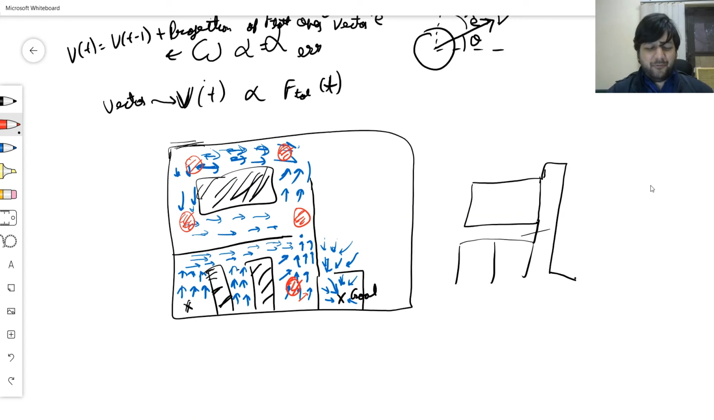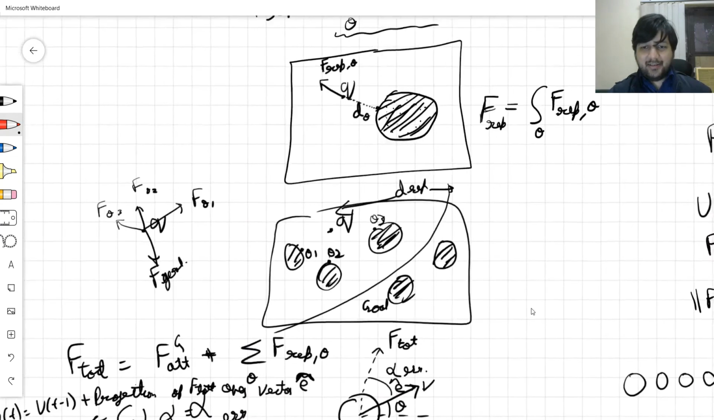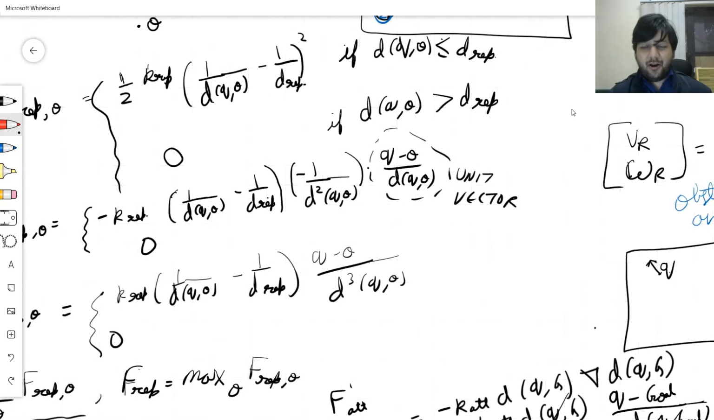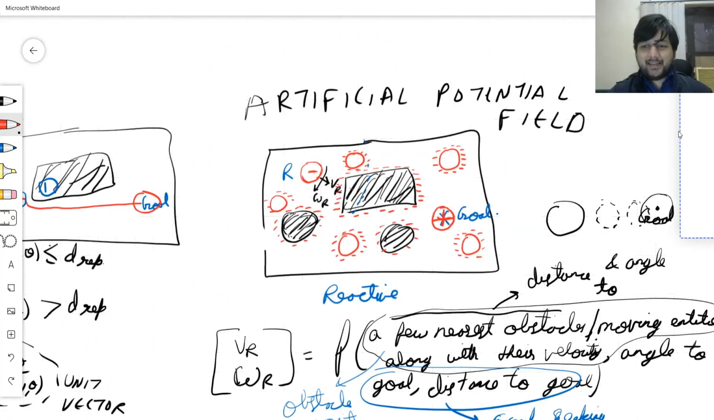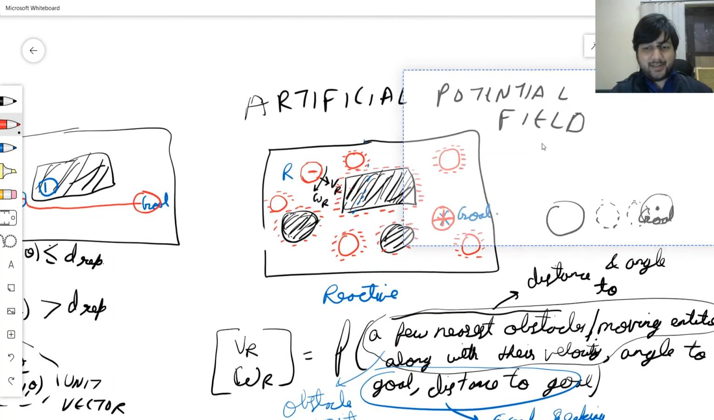Now, before we go on, let us look into just a few plots. And luckily I have them over here.